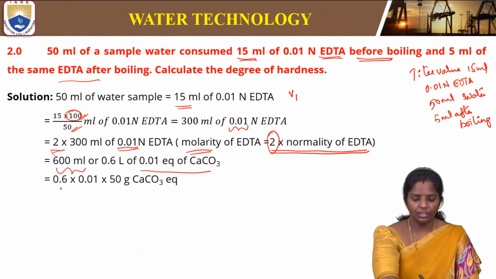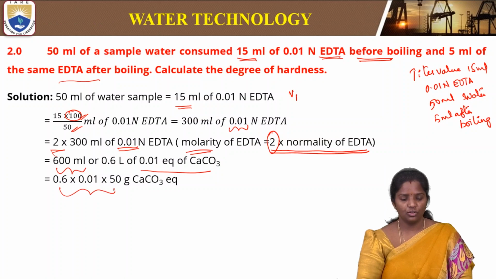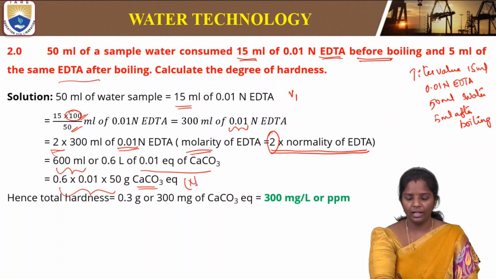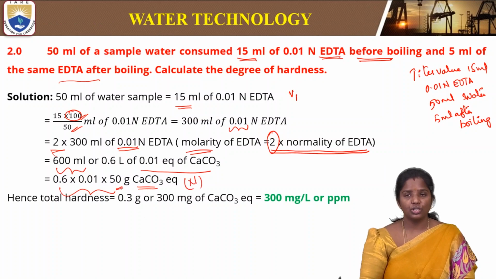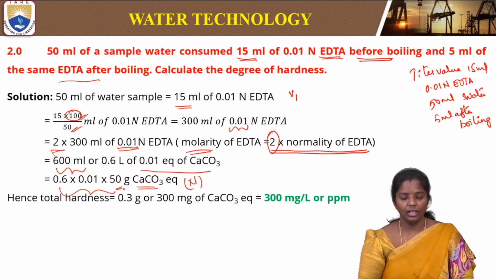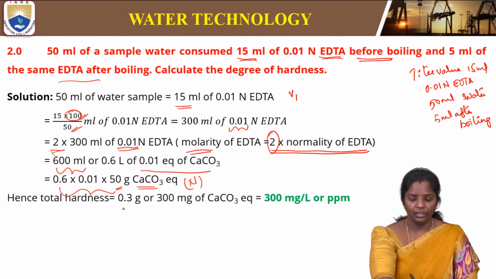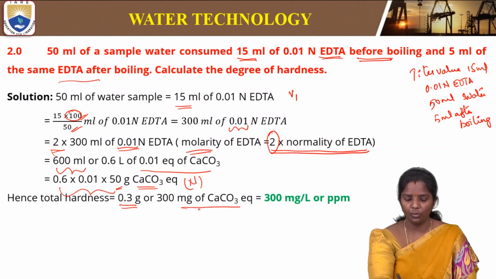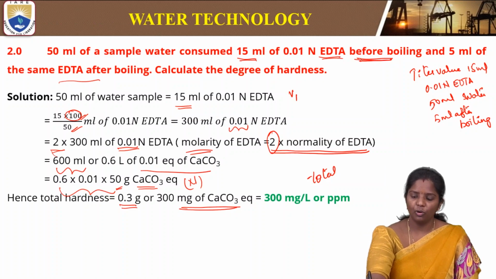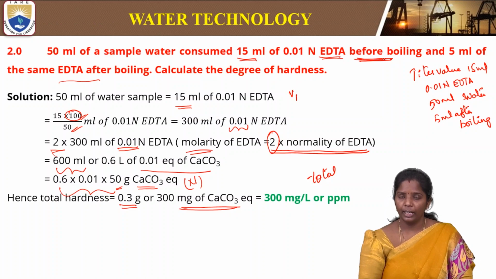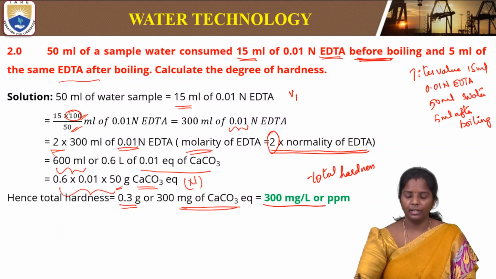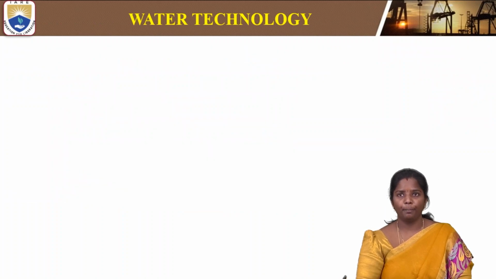Then converting into grams, 0.6 into 0.01 into 50 grams of calcium carbonate. Because it is in normality, we take 50 grams. So 0.6 into 0.01 into 50 gives about 0.3 grams, or 300 milligrams of calcium carbonate equivalent. This is the total hardness present. Why total hardness? Because before boiling, it contains both temporary and permanent hardness. So the total hardness in the water is 300 milligram per liter or 300 ppm.